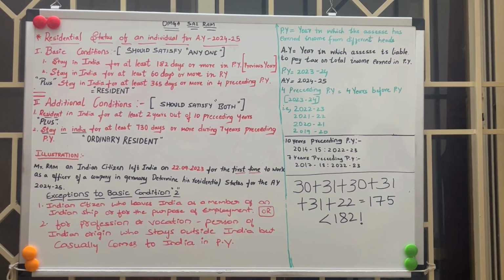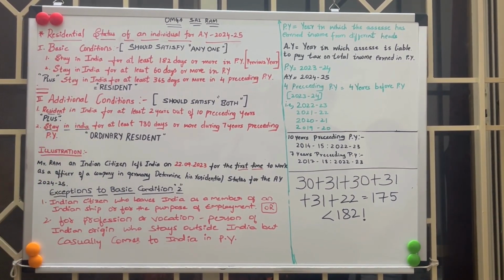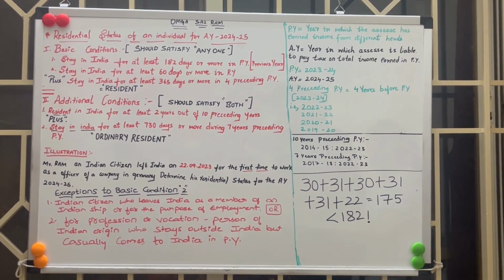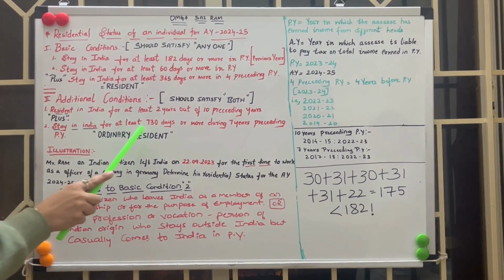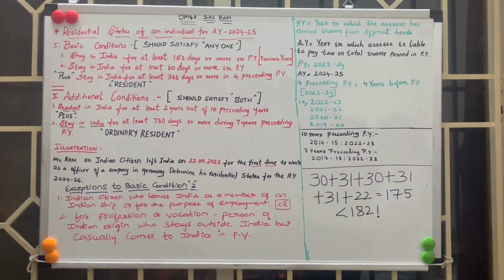What is the second condition? That he should stay in India. Focus on the words stay in India here. Stay in India means he should just stay in India, no need to be a resident, for at least 730 days or more during the 7 years preceding the previous year. Now, what does 7 years preceding previous year mean?